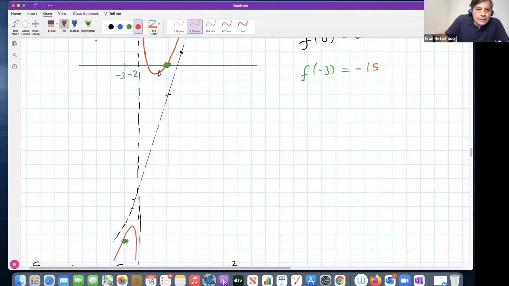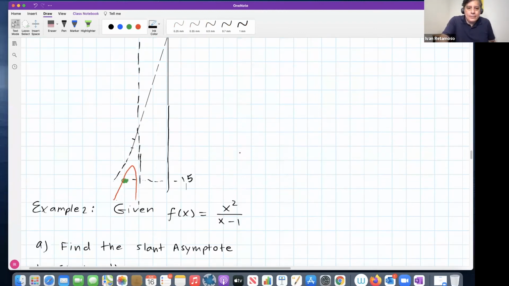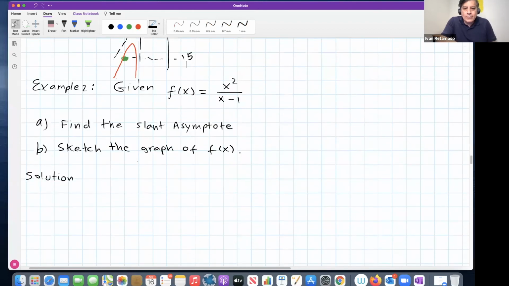So I'm going to write here, this associated with -15. And that's how you use your slant asymptote in order to figure out the graph.